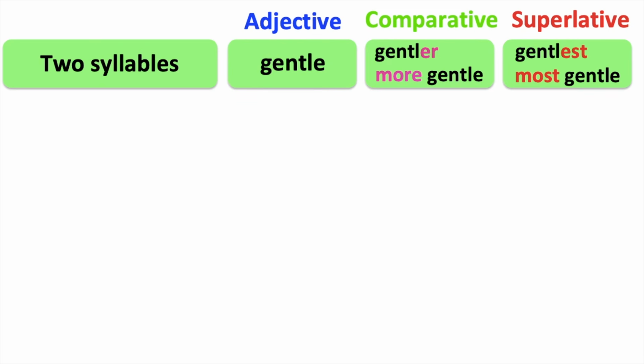For adjectives with 2 syllables, there are 2 ways we can form the comparative or superlative. So as we can see from the example, when forming the comparative, we can add er or we can insert more before the adjective. So gentle becomes gentler or more gentle. When forming the superlative, we can add est to the end or insert most before the adjective. So gentle becomes gentlest and most gentle.